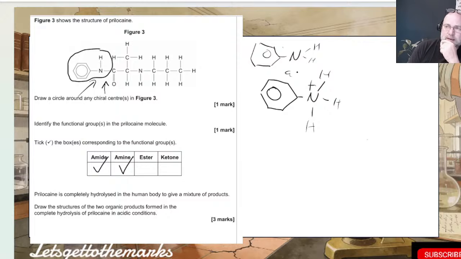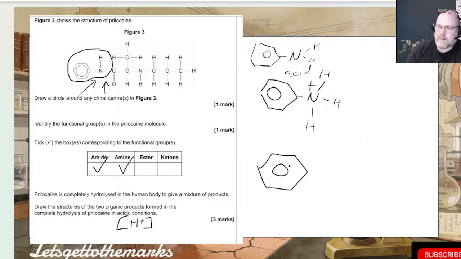That's the acid bit, because acid hydrolysis in acidic conditions means we've got hydrogen ions knocking about. And remember, when you talk about amines, this here can accept that hydrogen, because it has a lone pair. These electrons are available. Now, is this the best base possible? Is this the best ever base? No.